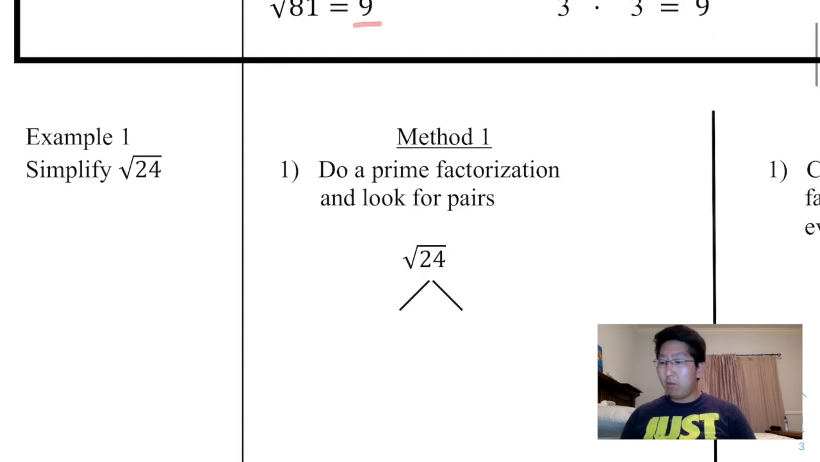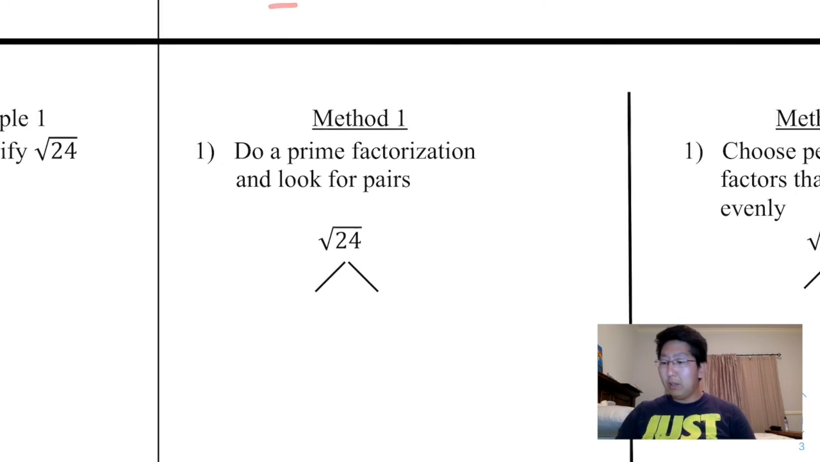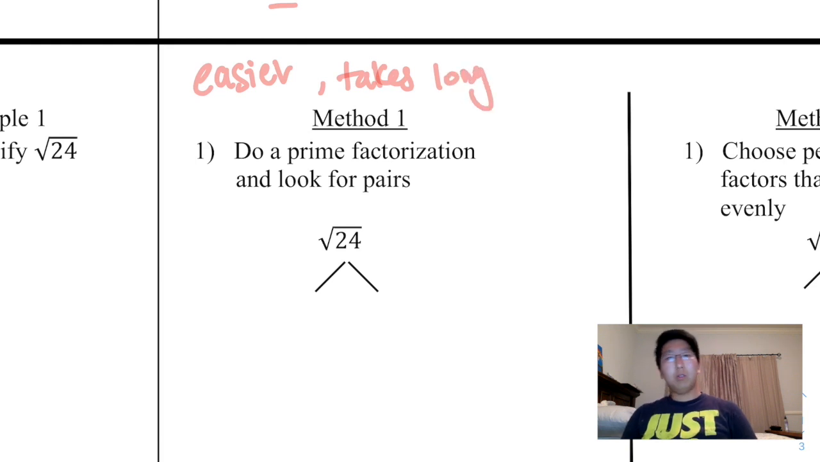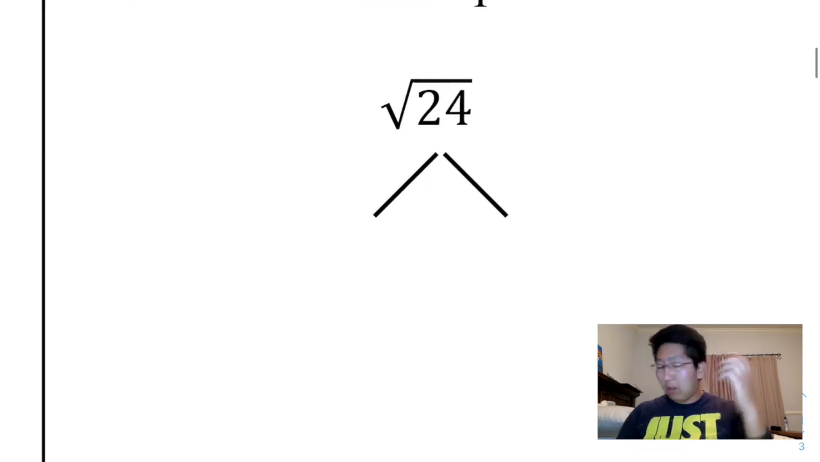Okay, the first method we're going to be talking about is going to be the easier method. Okay, but takes longer. So the first thing we need to do for this method is do prime factorization. Now you might be wondering what prime factorization is. Prime factorization is when we get the prime number. So if you don't know what a prime number is, it's when the number cannot be multiplied except 1. I'll just show you an example.